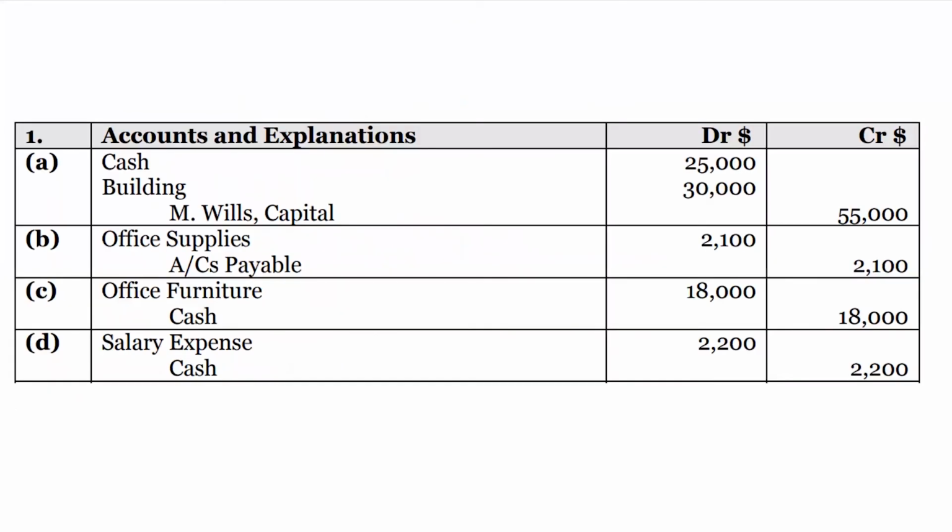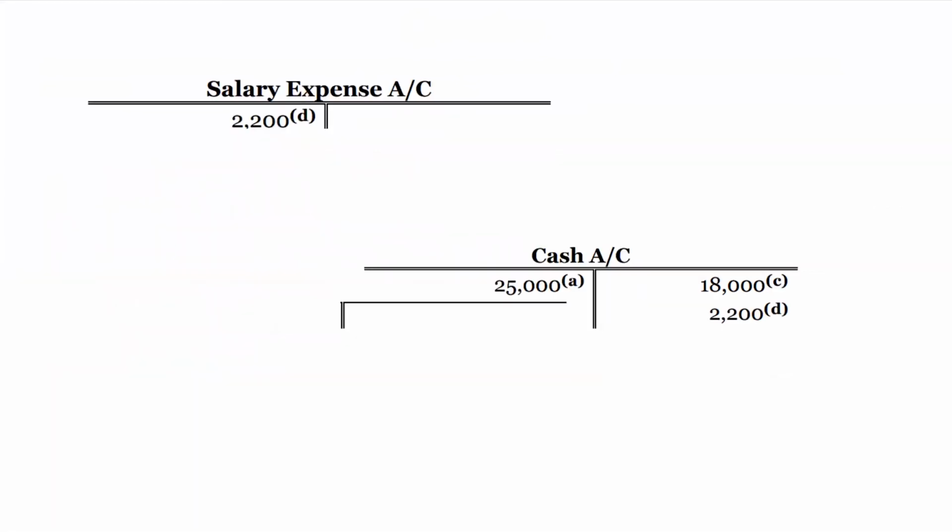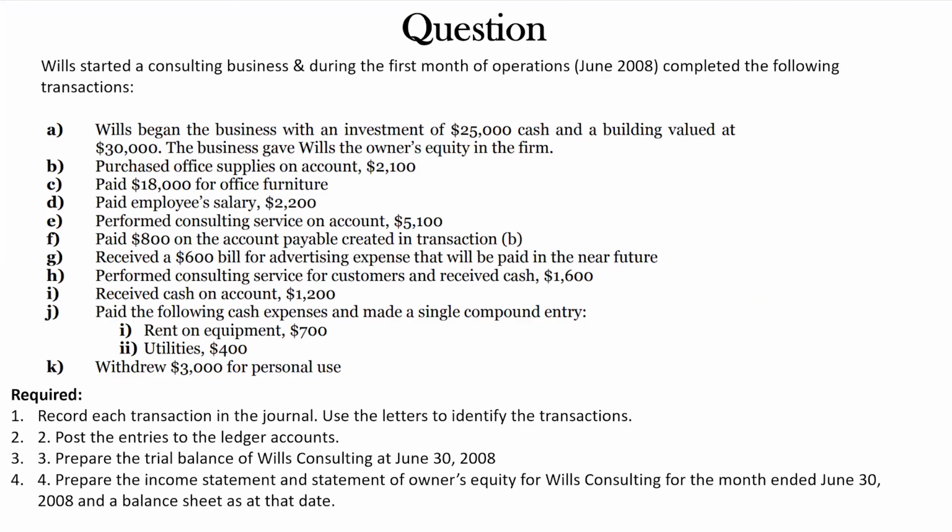So here, our journal entry for this transaction is a debit to salary expense of $2,200 and a credit to cash of the same $2,200. Now let's look at what this looks like in our ledgers. So our salary expense account, debit $2,200, and in our cash we can see transaction D on the credit side, $2,200. Let's move on.